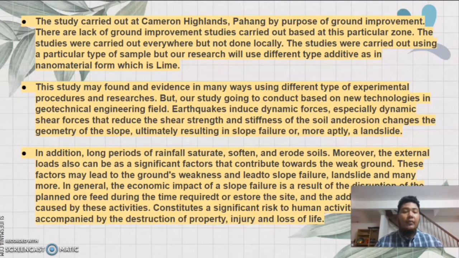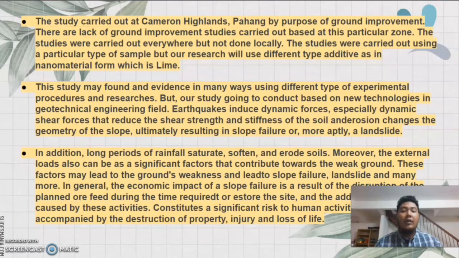The second is this study may found an evidence in many ways using different types of experimental procedure and research, but our study going to conduct based on new technology in geotechnical engineering field. Earthquake induced dynamic force, especially dynamic shear force that reduce the shear strength and stiffness of the soil, and erosion change the geometry of the slope, ultimately resulting in slope failure or more like a landslide.